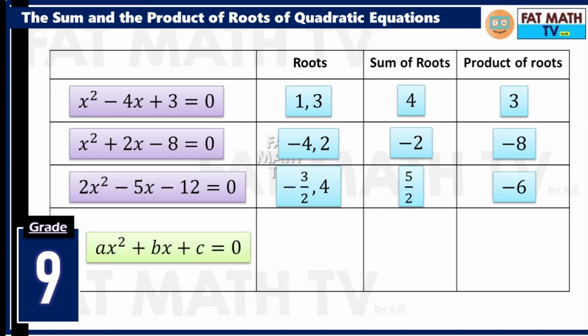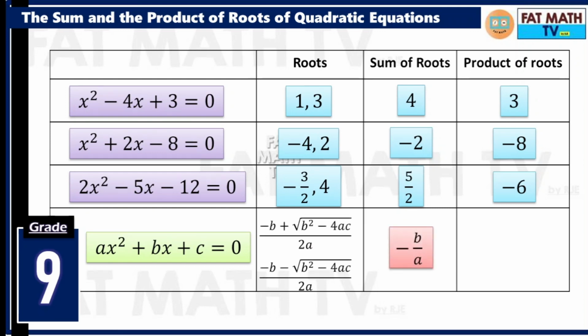So in general, if you have ax squared plus bx plus c equals 0, without actually finding its roots, you can identify the sum or the product of the roots of this equation. The sum of the roots is negative b over a: the negative of the coefficient of x over the coefficient of x squared. While the product of the roots is just the constant term divided by the coefficient of x squared.